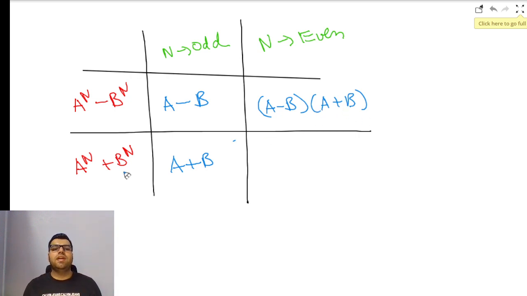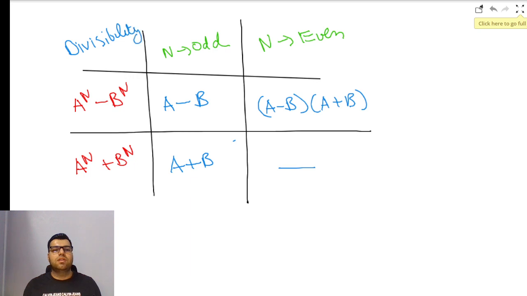But if it is a raised to power n plus b raised to power n and n is even, something like a square plus b square, or a raised to power 4 plus b raised to power 4, then it is not divisible by anything. There is nothing like a minus b or a plus b that it will be divisible by. So you have to remember this. I have just drawn a table for divisibility.